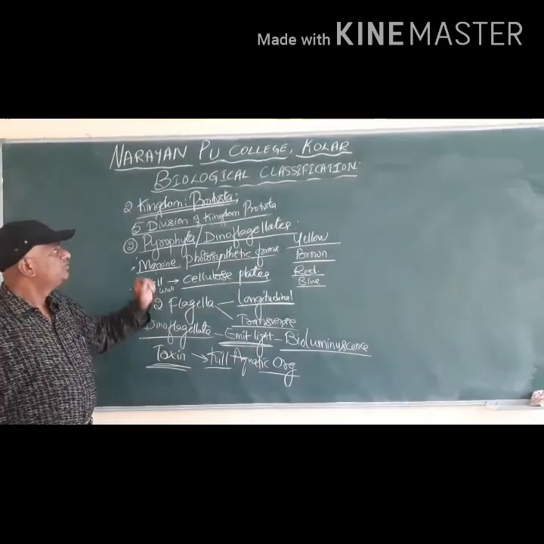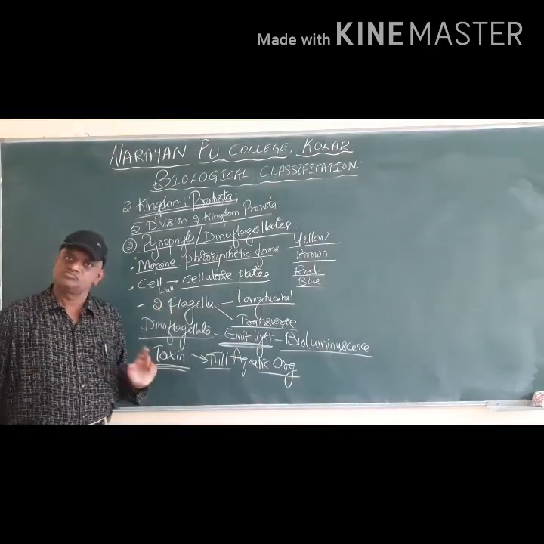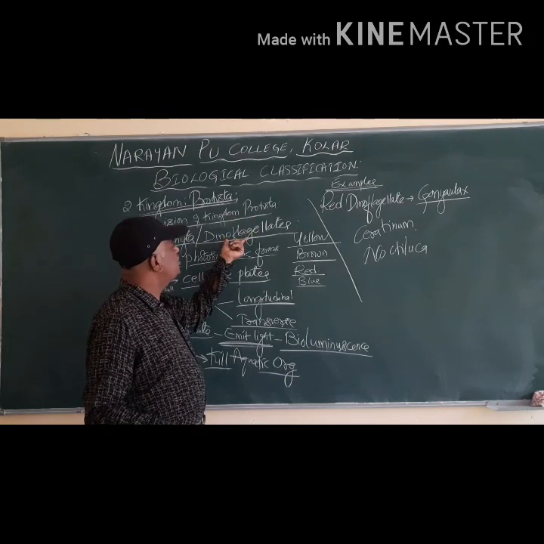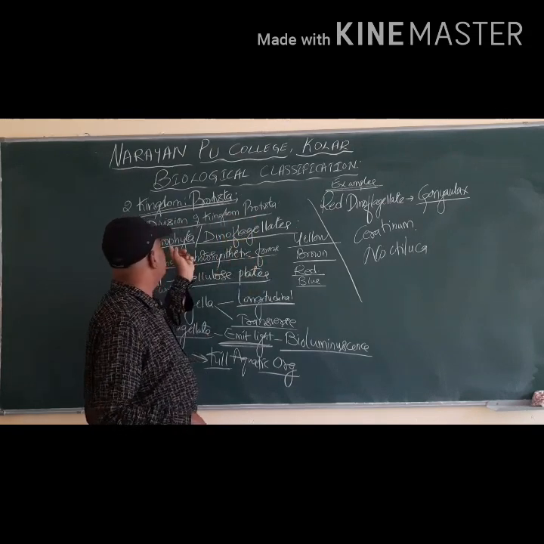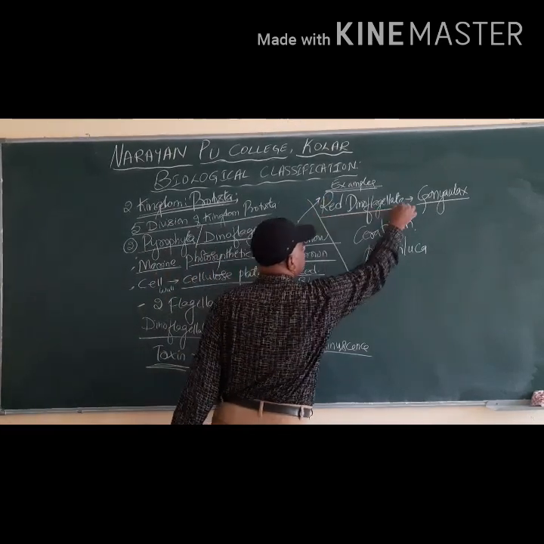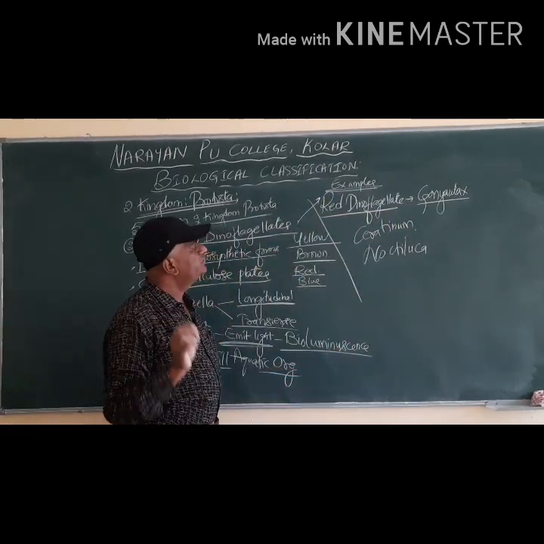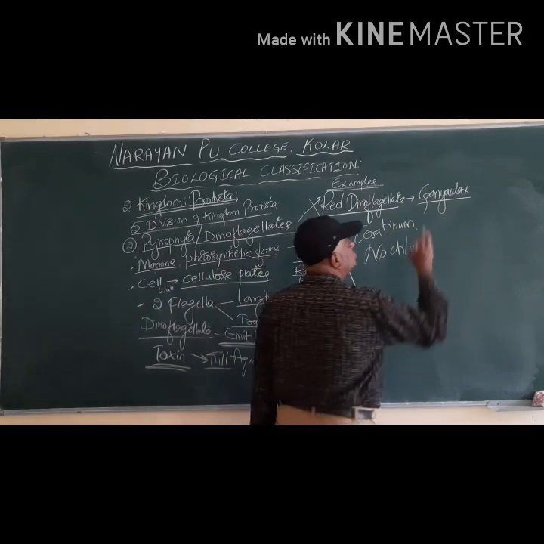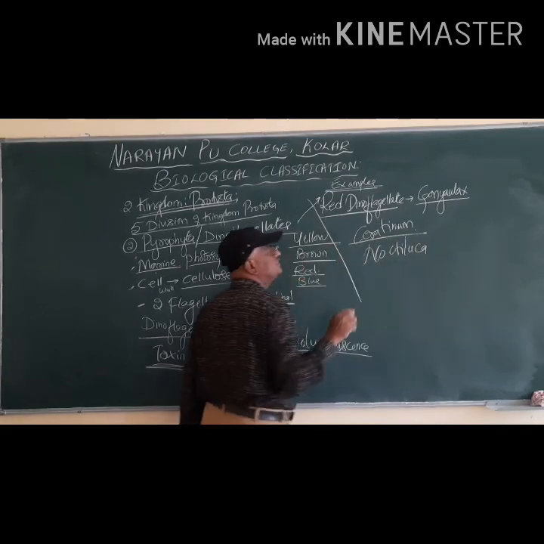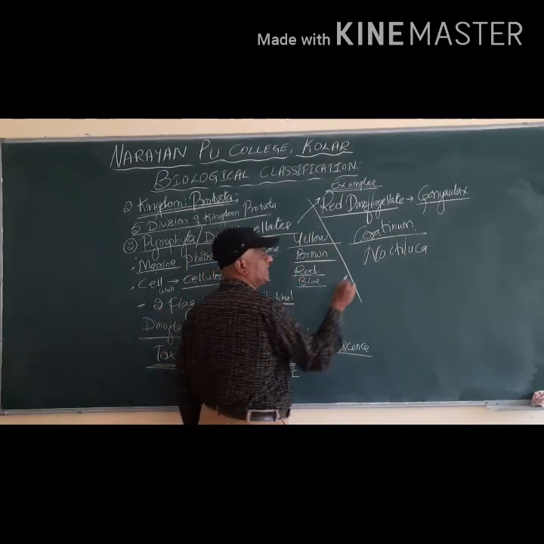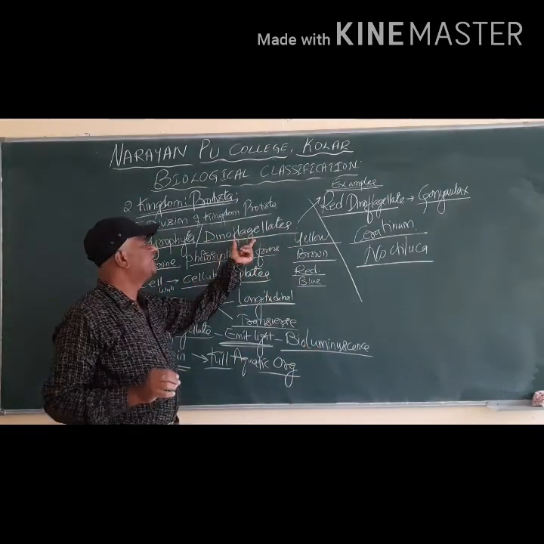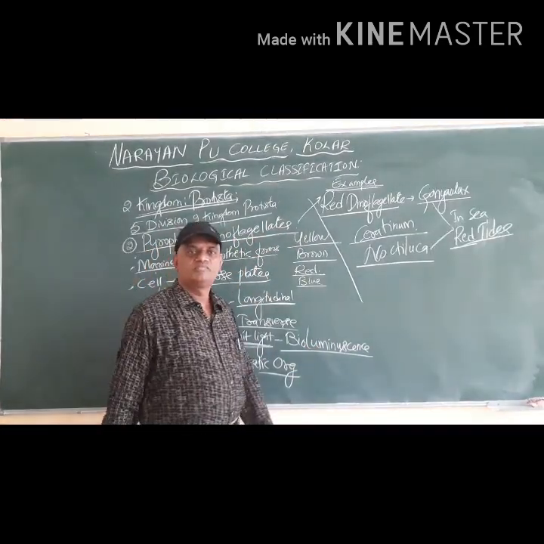So we go for the examples. Kingdom Protista, dinoflagellates examples. Examples of Pyrrophyta are, one of this is called as red dinoflagellate, Gonyaulax. The second one is called as Ceratium. The third one is called as Noctiluca. All these are the examples of dinoflagellates.